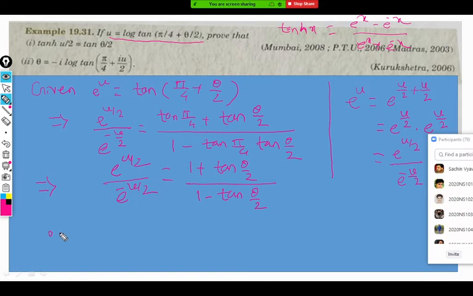Now by componendo and dividendo, you will observe we want subtraction in the numerator. So I'll take e raised to u by 2 minus e raised to minus u by 2 divided by numerator plus denominator. The same thing we have to do on the RHS: numerator minus denominator. So 1 plus tan theta by 2 minus 1 plus tan theta by 2. Can you tell me what we get here?